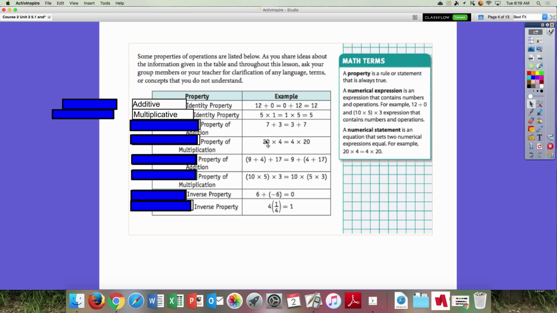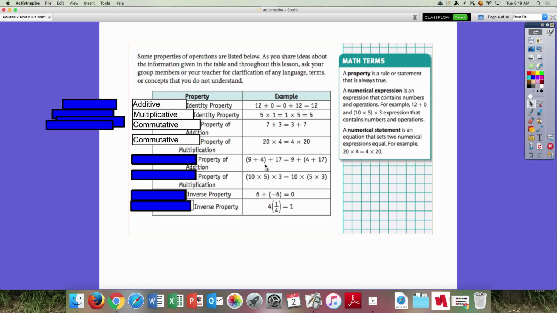All right? The next two, the numbers are moving, right? They're not in the same order as they were before. This is called the commutative property, right? So they're commuting. Think of you commute from your house to school, you commute from your house to work, things like that. So you're going from one place to the other. So the 7 started out in the front, now it goes to the back. This 20 started out in front, now it goes to the back. Okay, so you're commuting.